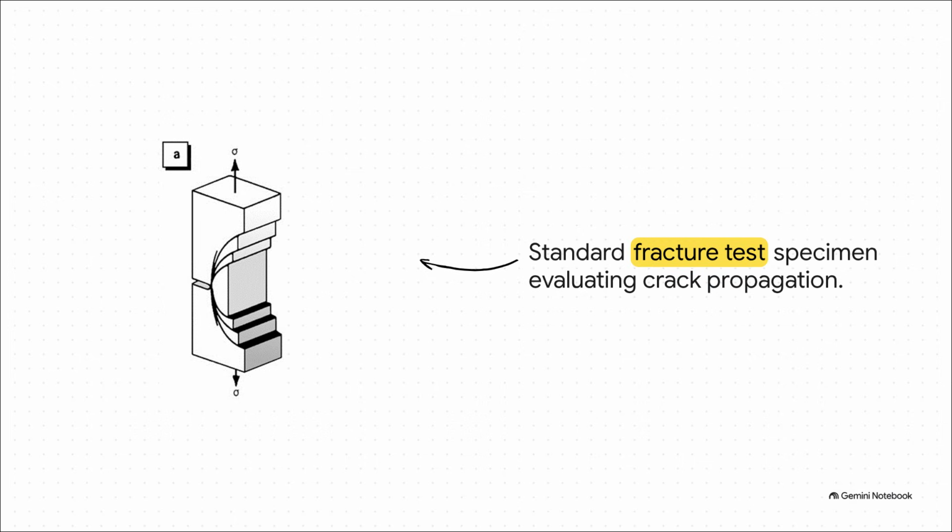We use standardized notch specimens, like the compact tension specimen here. We intentionally machine a hypersharp crack into a block of metal, hook it up to a massive hydraulic rig, and literally rip it apart. By meticulously measuring the exact force it takes to make that pre-existing crack jump forward, we derive the actual, physical fracture toughness for that specific batch of material.